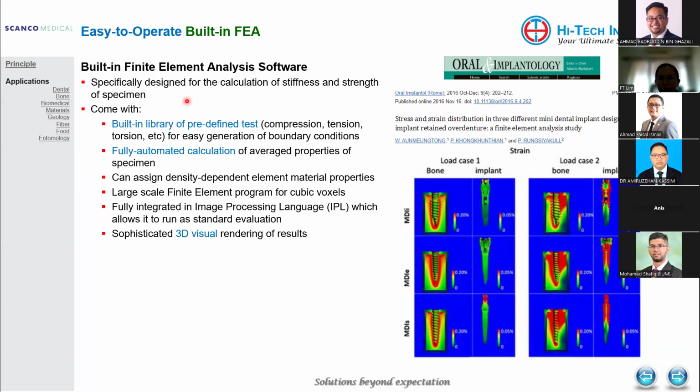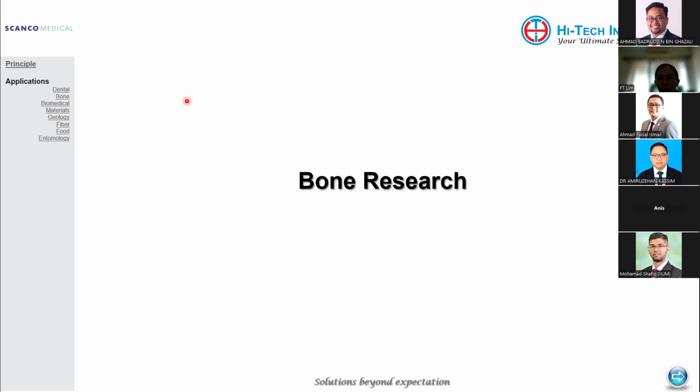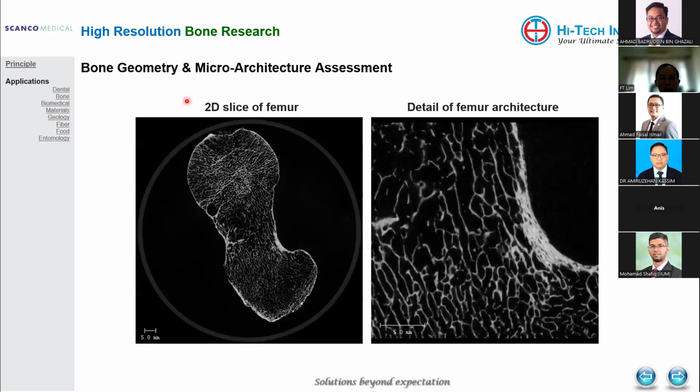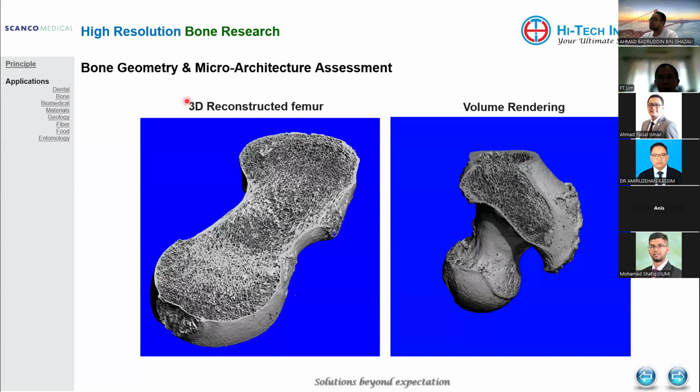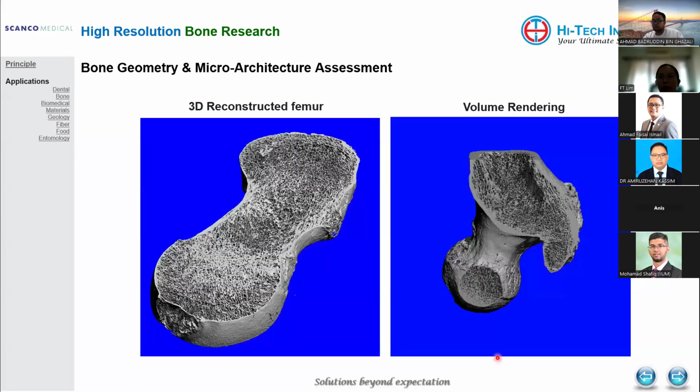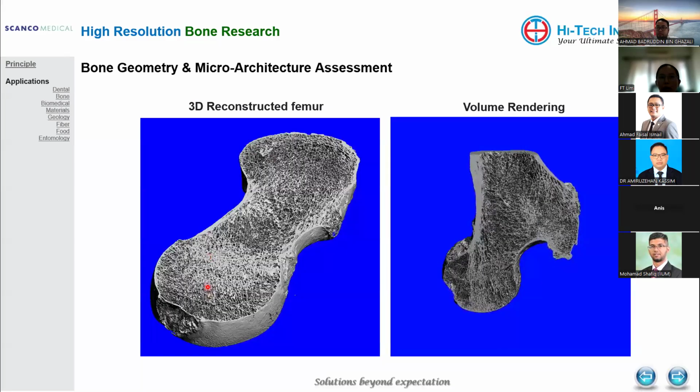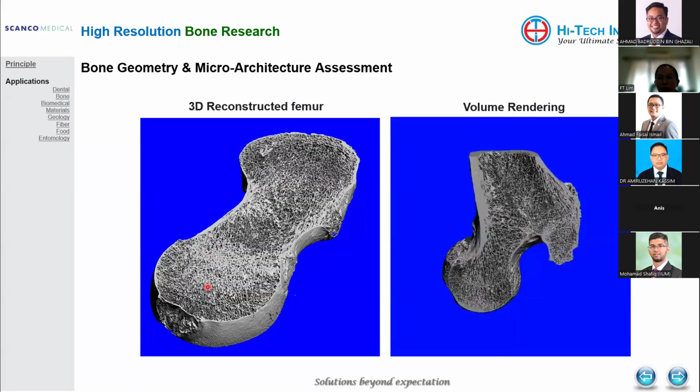All right. Okay, so we move on to the next application, which is bone research. For bone research, by using a MicroCT, you basically can see all the very fine structures of the bone trabecular. So you can see very nice volume rendering and all these very micro structures from the bone itself.